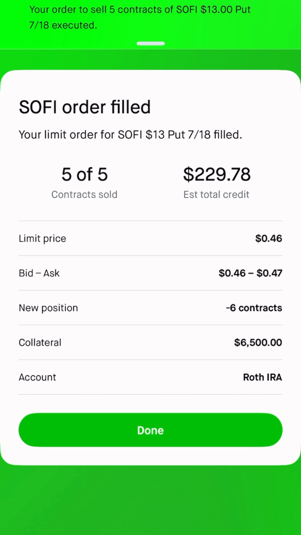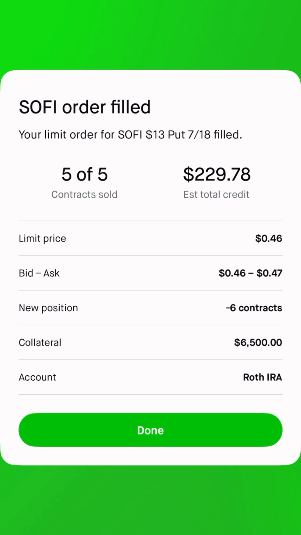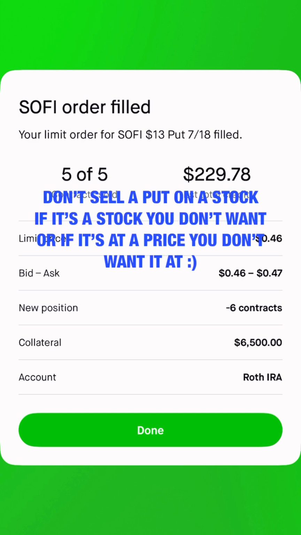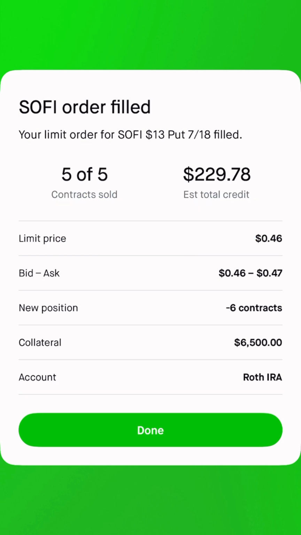In this video, we have gone over the indicators to look at when you are selling a put and the 2 most important things, which are it's a stock you already want to buy, and the next is it's already at a price you want to buy. So if I have to buy SoFi for $13, I'm getting it for $1 cheaper than I would be getting it if I were to buy it currently at the stock price of $14, and I think it was at $14.06.